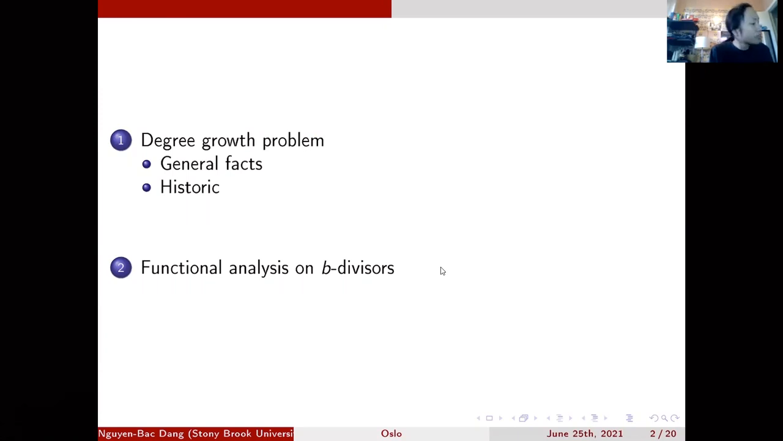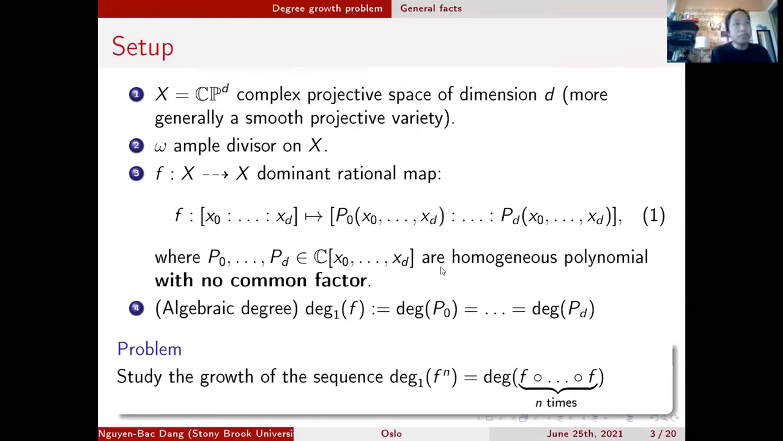So let me start with the problem, the setup that I would like to use today. You start with X, the complex projective space of dimension d. You can think of this, or maybe a smooth projective variety defined over C. You start with omega, an ample divisor on X, and I will take my dynamical system, the one induced by a dominant rational map F, given in homogeneous coordinates by d plus 1 polynomials, which are homogeneous of the same degree with no common factor.